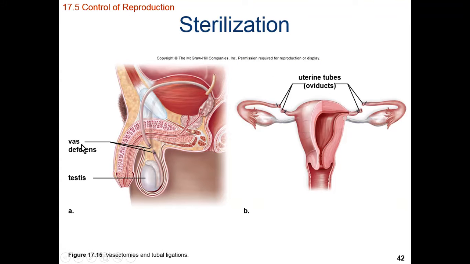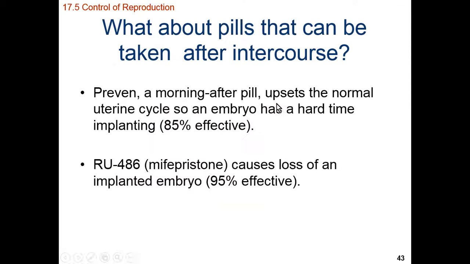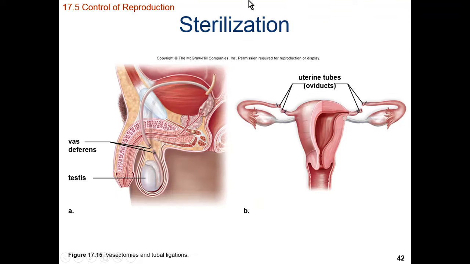During sterilization, as I mentioned before, we cut some tubes. So we have the vas deferens being snipped for the males, or the oviducts being snipped for the females. As a heads up, if you have a tubal ligation or if you have the vas deferens snipped, generally speaking, you want to wait about 6 months to make sure that there's no sperm left in the male's reproductive tract.